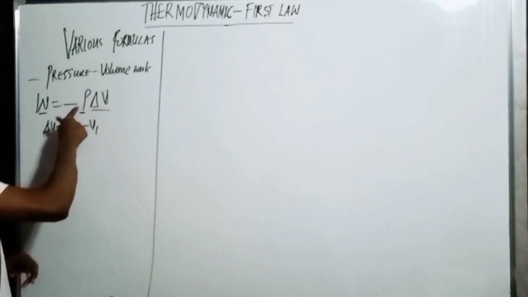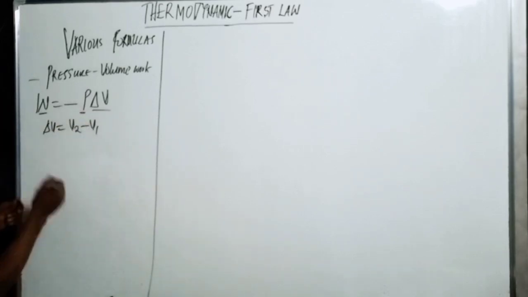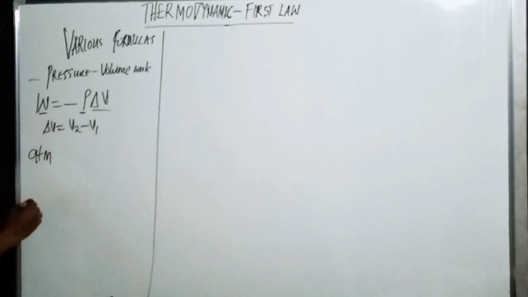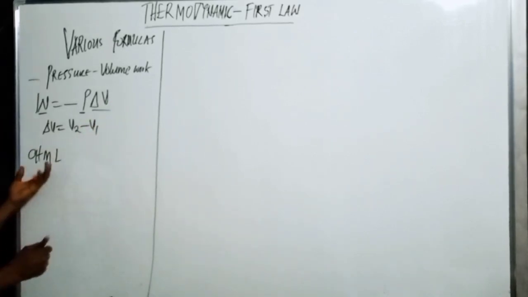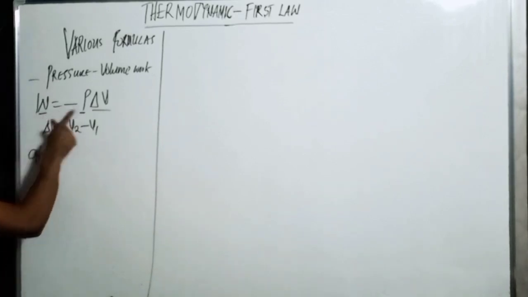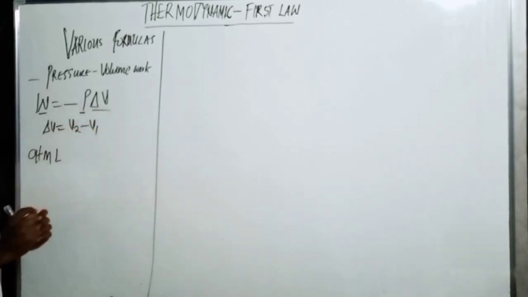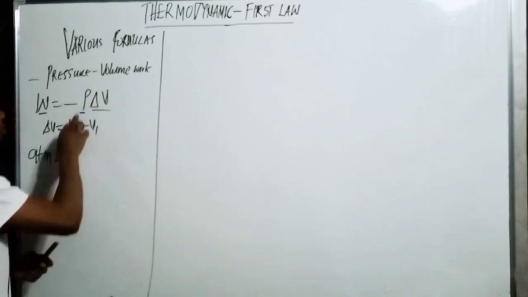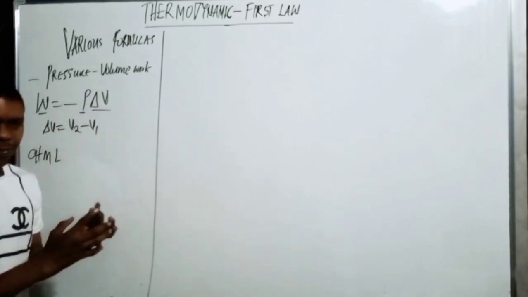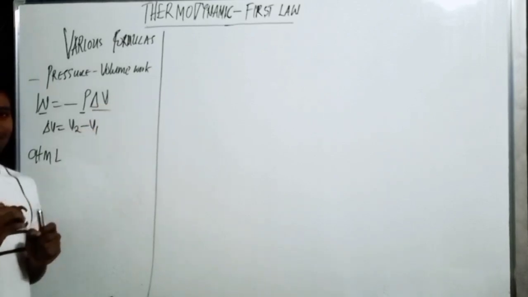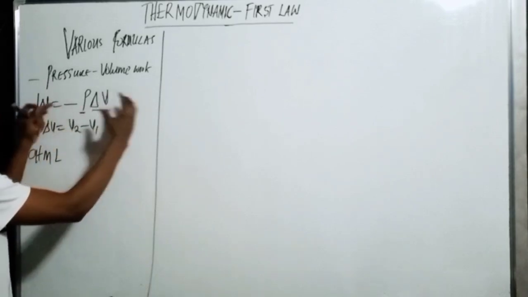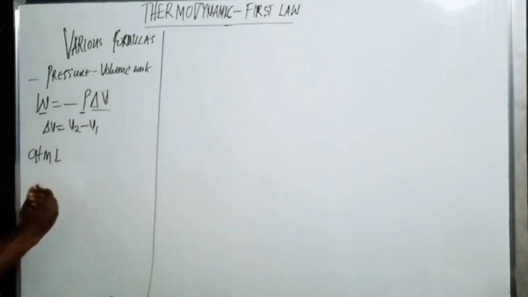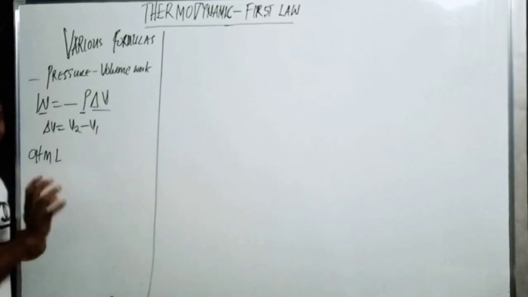If the question gives pressure in atm and the volume in liters, understand that the work is P times change in volume. So pressure will be in atm, and volume will be in liters or dm cubed. Please pay close attention here. If you solve it, the unit you're going to get is atm liter.